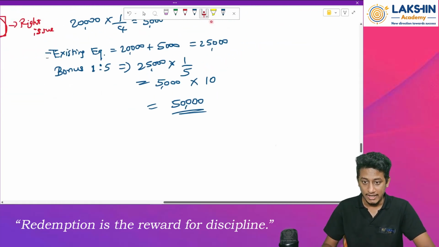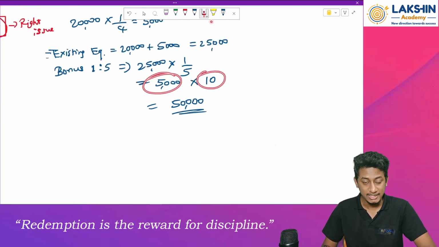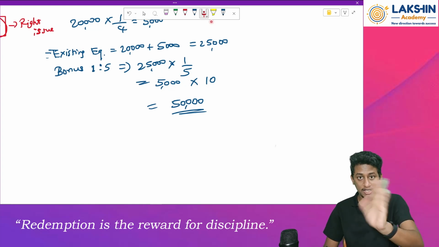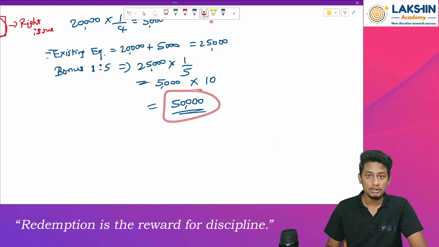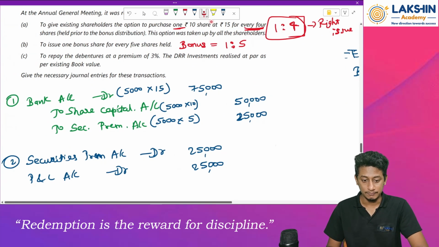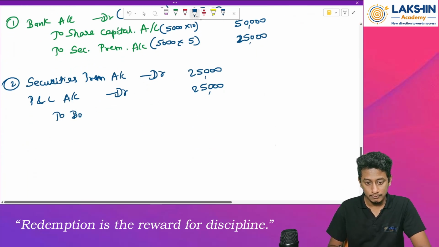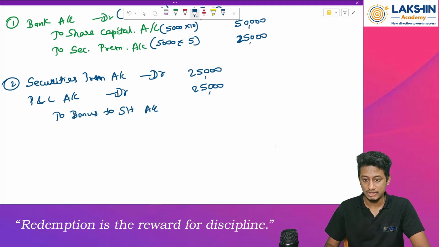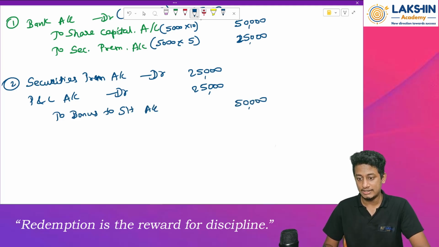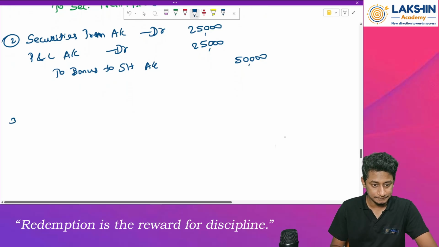See, 5,000 new bonus shares are given at rupees 10 each. Always it will be issued at face value only, not at a premium. Then we have rupees 50,000, that is the value, right? So to bonus to shareholders account, rupees 50,000. Next entry. And third.